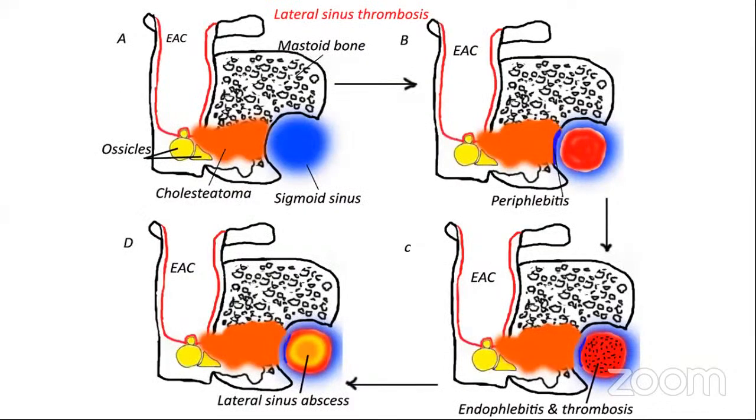So this is again showing how the sigmoid sinus thrombosis occurs. Here you can see the ossicles. Here you see the cholesteatoma that is spreading into the perisinus region of the sigmoid sinus. That is only outside the sigmoid sinus, and later it spreads to form periphlebitis, and then it enters this sinus forming the endophlebitis and the thrombus formation, and later it forms the lateral sinus abscess, lateral sinus thrombosis.